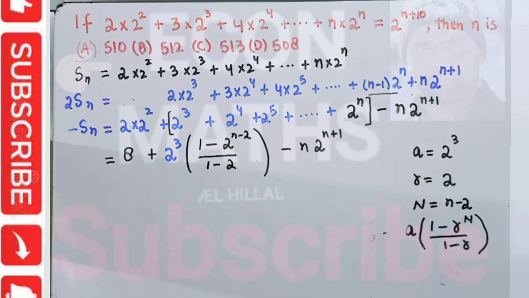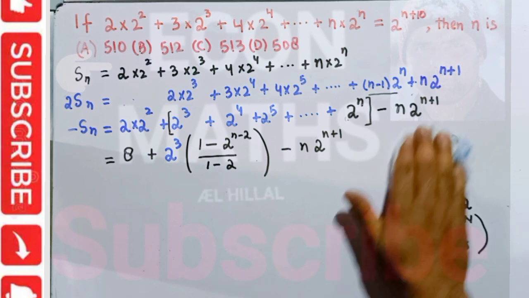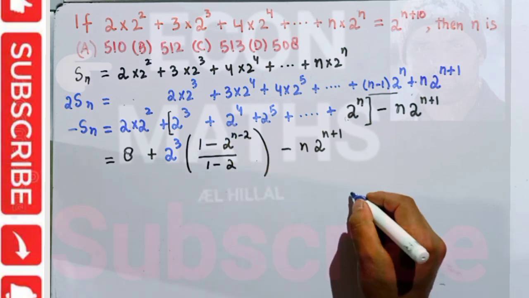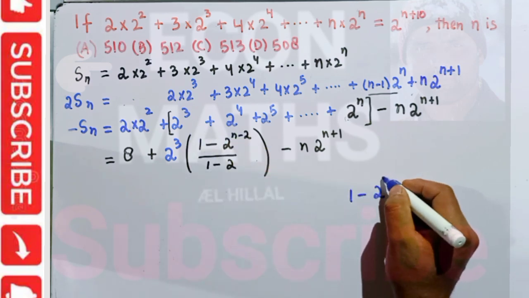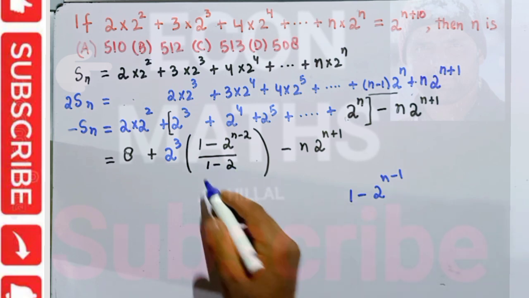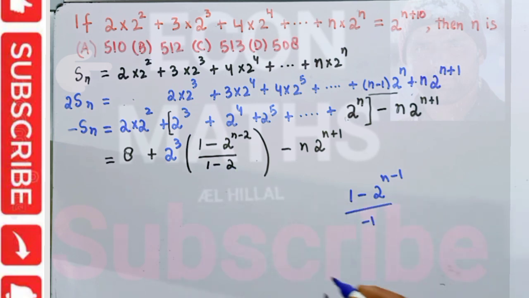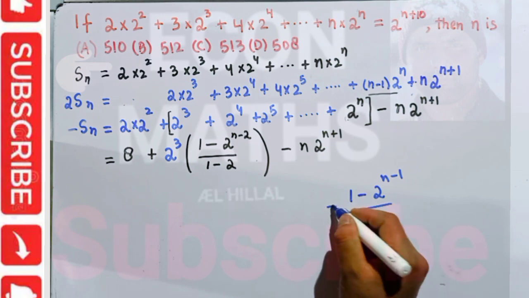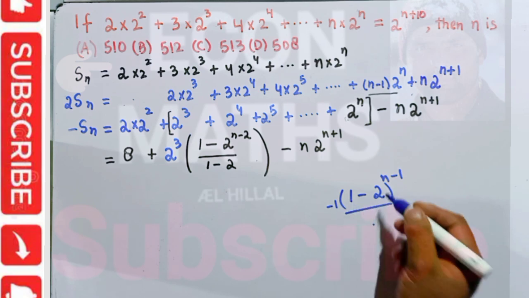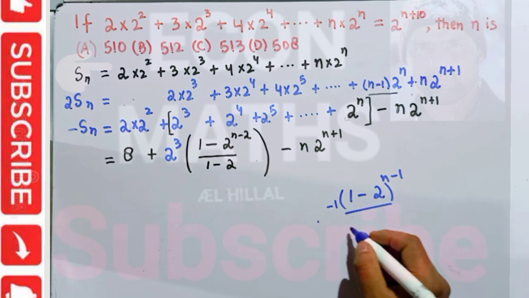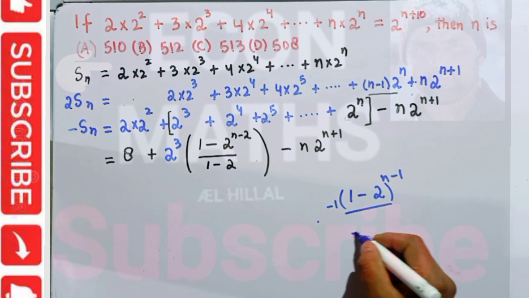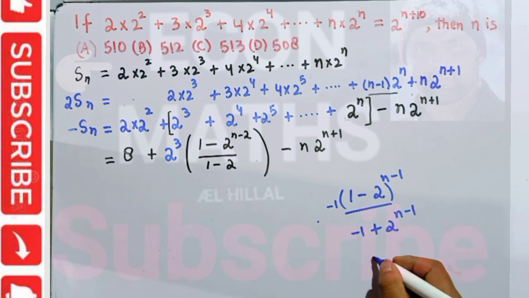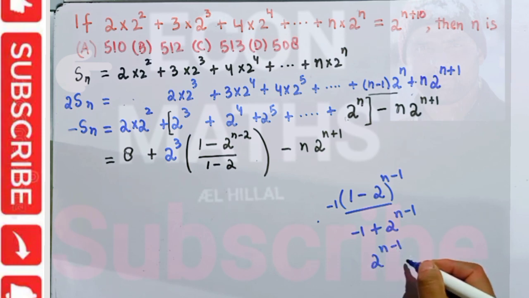Okay, I hope I am making myself very clear here. If we rearrange this, so we have 1 minus 2 raised power n minus 2. In the numerator we have minus 1 only, so this minus 1, if we multiply it here, it will get multiplied with this. So minus 1 into 1 is minus 1, minus 1 into minus is plus 2 raised power n minus 1, or we can write 2 raised power n minus 1 minus 1.